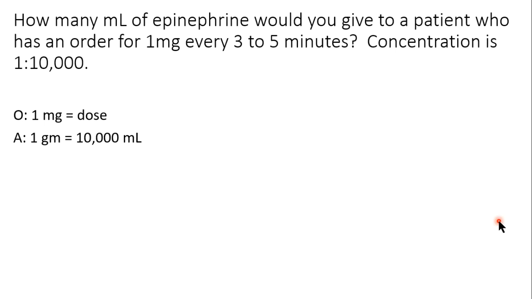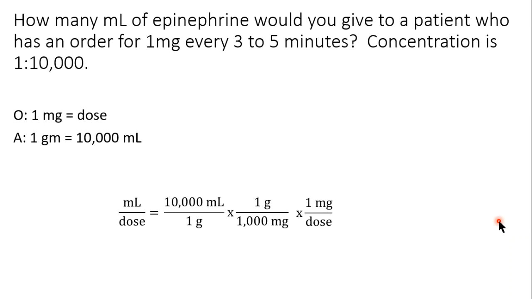So we want to find the milliliters per dose. So we put milliliters on top. So 10,000 milliliters over 1 gram. Since our order is in terms of milligrams, then we add the conversion ratio of 1 gram over 1,000 milligrams times 1 milligram per dose. The grams and the milligrams cross out, and so we multiply and divide. So 10,000 divided by 1,000 gives us 10 milliliters per dose.